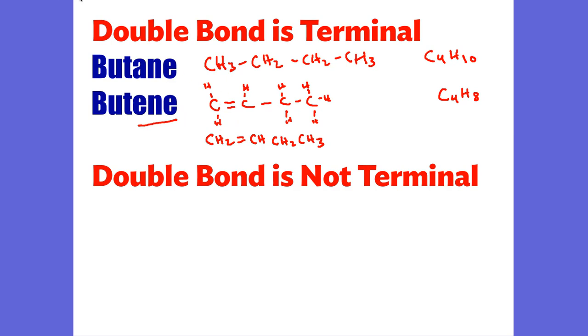Now you can see this double bond was coming off what we call the terminal carbon, or the first carbon. We call that the terminal carbon.